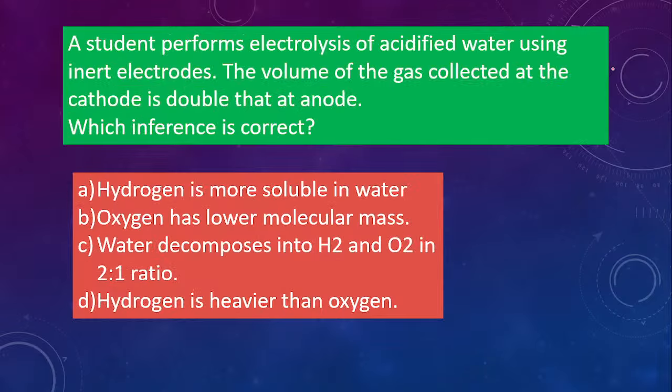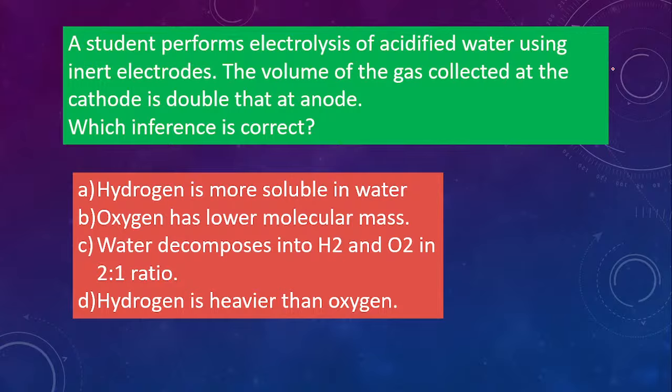Okay, next one. A student performs electrolysis of acidified water using inert electrodes. So this is regarding electrolysis of water. The volume of the gas collected at the cathode is double that at the anode. You all know already this one. So which inference is correct? You have to tell me which one is correct.